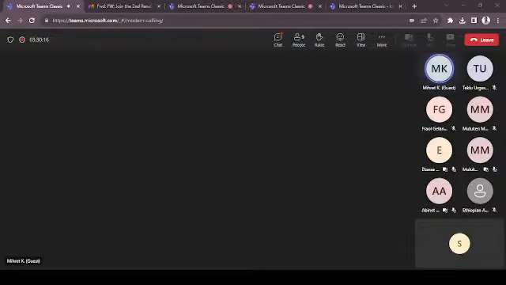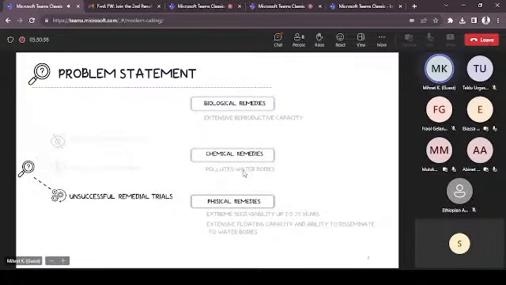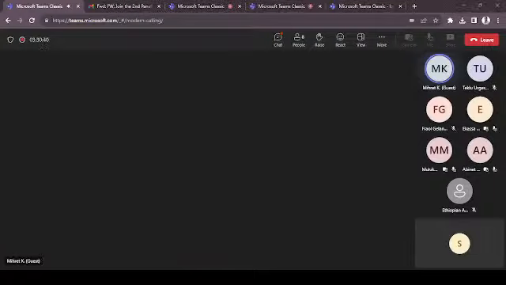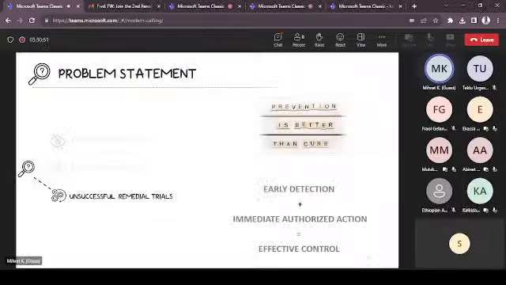But they failed to cope with the speed at which the hyacinth colony doubles itself. So each of the three methods has been ineffective, expensive, and infeasible. So the proposed solution basically lies in the early detection of the plant, followed by an action resulting in an effective control.